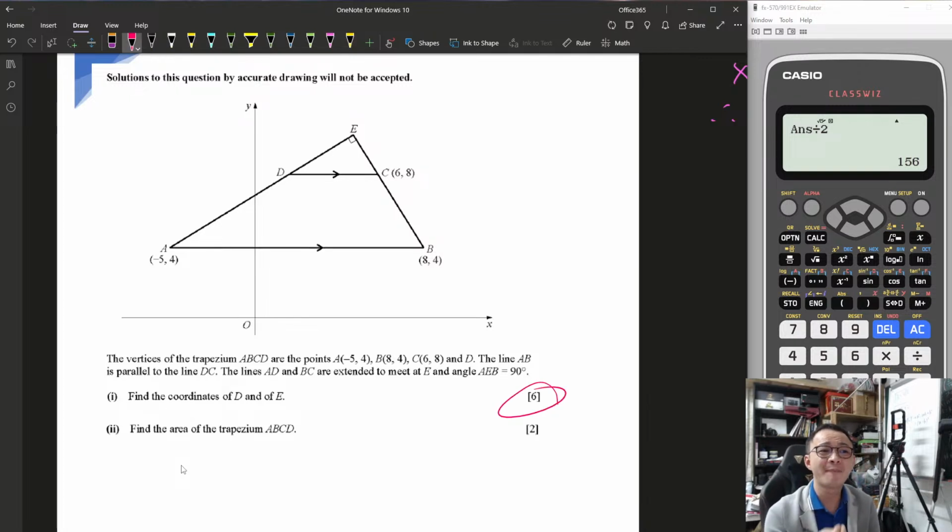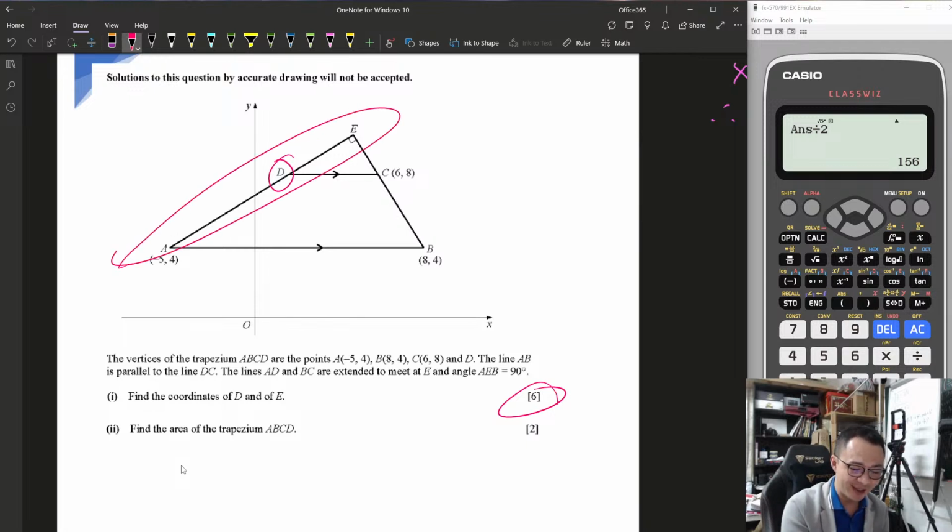Like I said, in this topic, most of the time if you want to find a coordinate, we will always do simultaneous equations. So if I want to find coordinate D, I need to make sure I have the equation of CD, and then the equation of AE. So I want to find this equation AE and this equation CD. Then I do the simultaneous equations and I can get the coordinate of D.